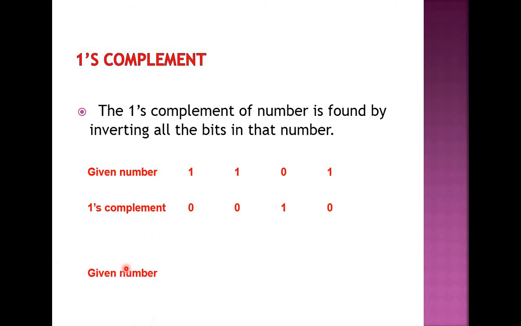Again we take another example, 1010. Again for that particular number we have to find the ones complement. So for the ones complement, 1 becomes 0, 0 becomes 1, 1 becomes 0, and 0 becomes 1. In this way we are able to convert any number into its ones complement.